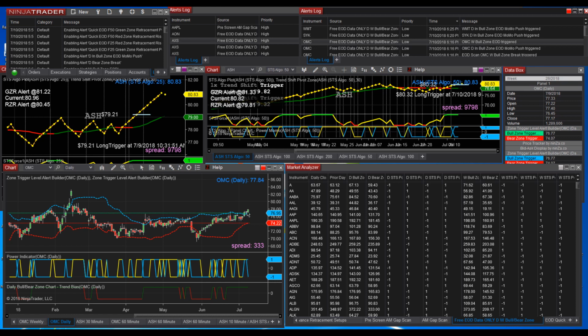A lot of people have let me know that this is what they traded off of. They built their watch list off the bull zone break, because when you first get the bull zone break and you got your two blue ones, you are probably going to get some follow through for 2 or 3 days.